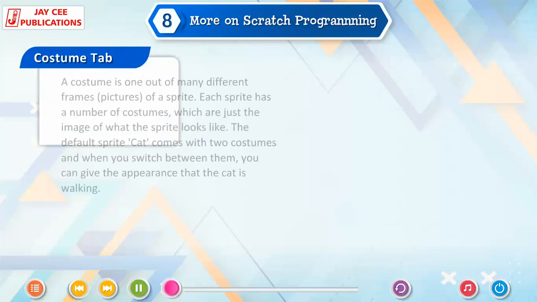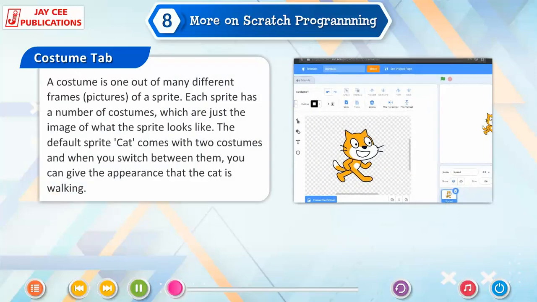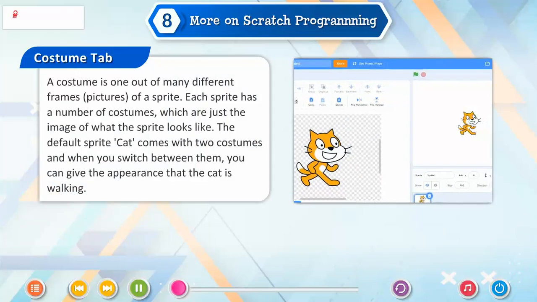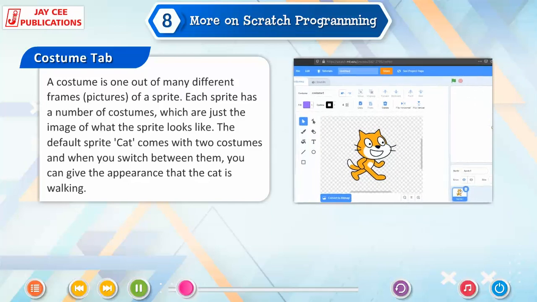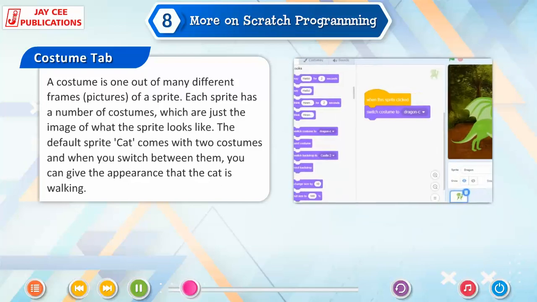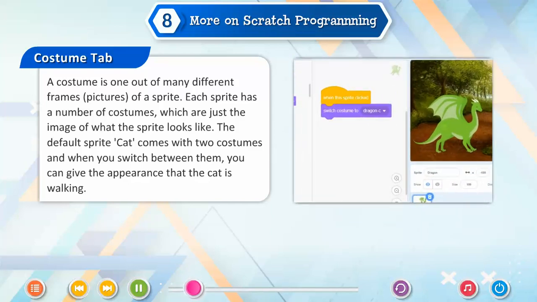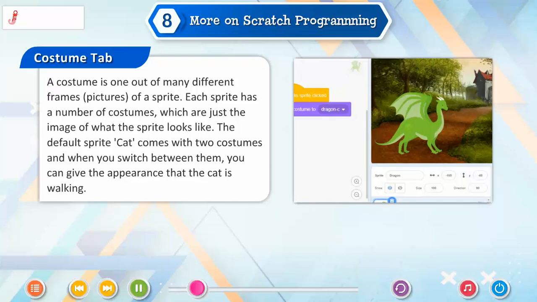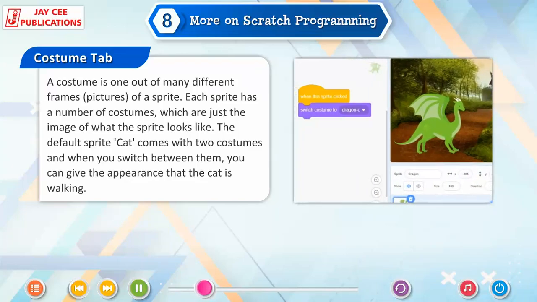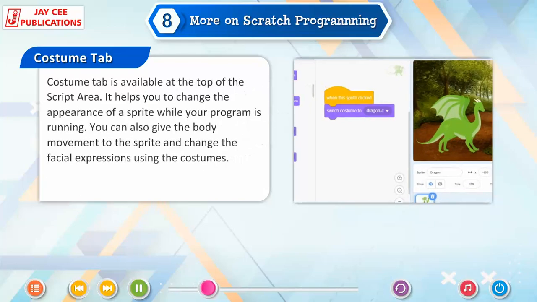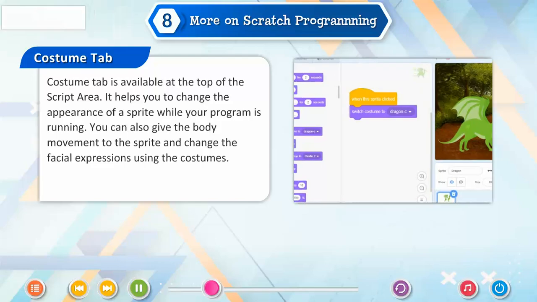Costume tab. A costume is one out of many different frames, pictures of a sprite. Each sprite has a number of costumes, which are just the images of what the sprite looks like. The default sprite cat comes with 2 costumes, and when you switch between them, you can give the appearance that the cat is walking. The Costume tab is available at the top of the script area.